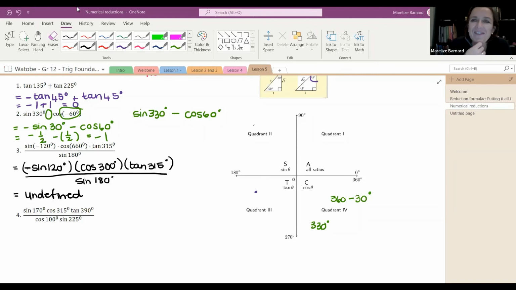Yes, Michelle, if we reduce sine in question 3, it will reduce to negative sine 60. And if you reduce cos 300, it would also be cos 60. And tan will be negative tan 45.